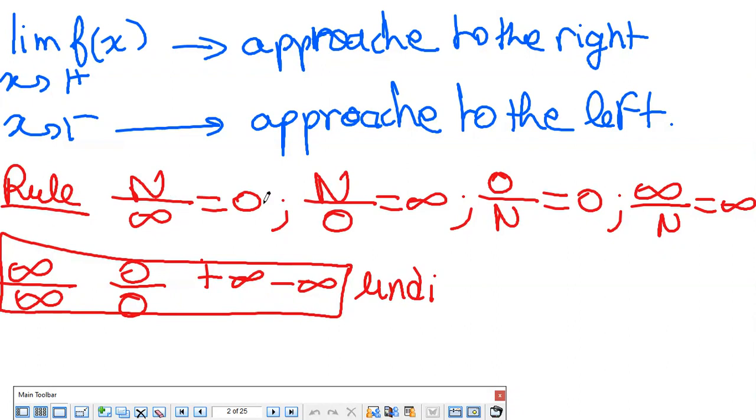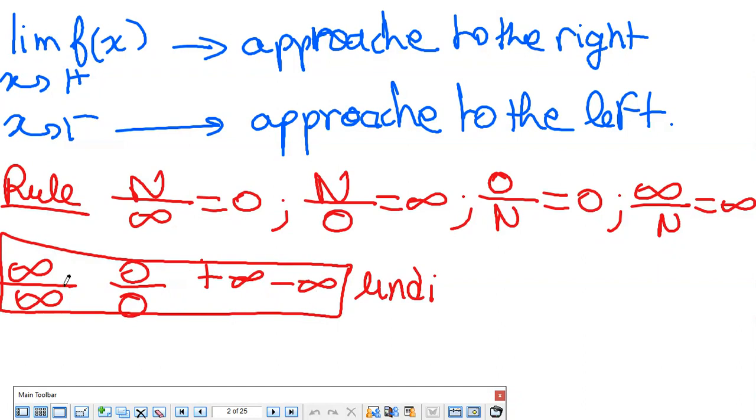Number over infinity gives me 0. Sure, we have the rule: plus over plus, it's plus; plus over minus, it's minus. Number over 0, it's infinity. 0 over number is 0, and infinity over number is infinity. And if you got infinity over infinity, 0 over 0, plus infinity minus infinity, it's undefined.